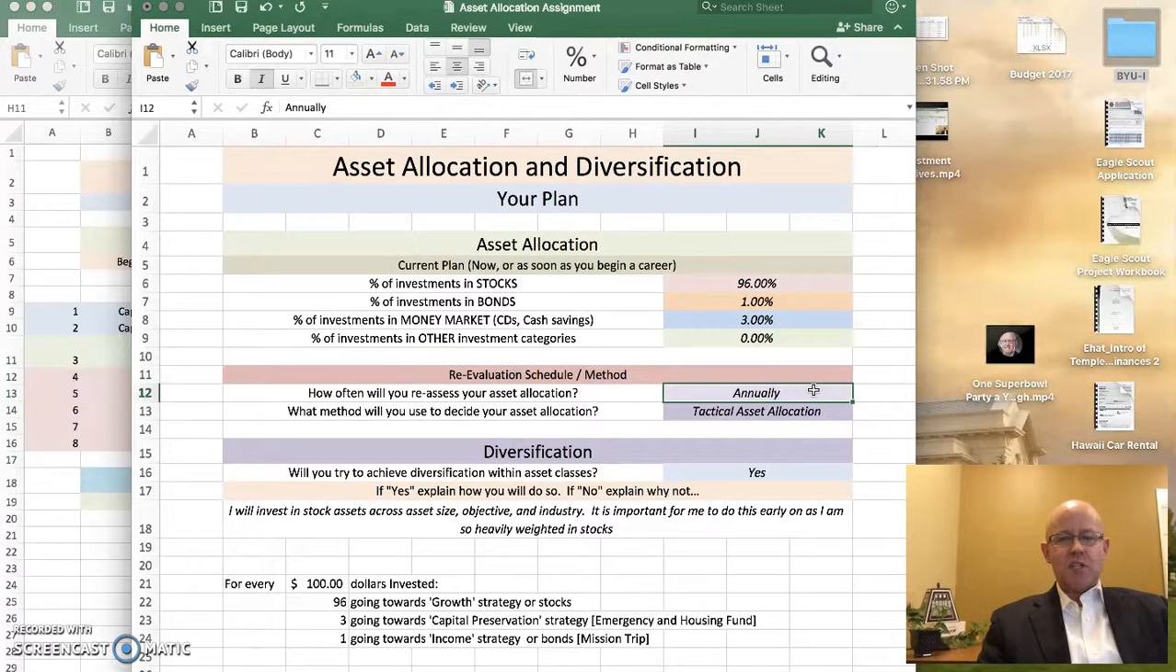And so it's important that you reassess your asset allocation, and I put annually, and then choose what method you're going to allocate your assets. I chose tactical asset allocation because I want to set a strategic allocation, but then I want to be able to go back in at certain times and adjust the allocation. One example of that in my own life is right now, I'm not as heavily weighted in global stocks as I am in the US.